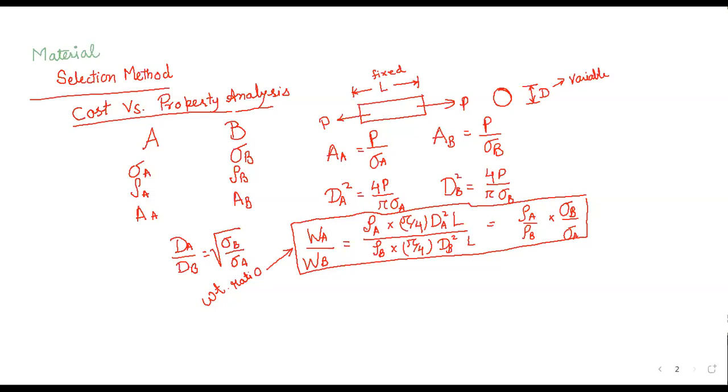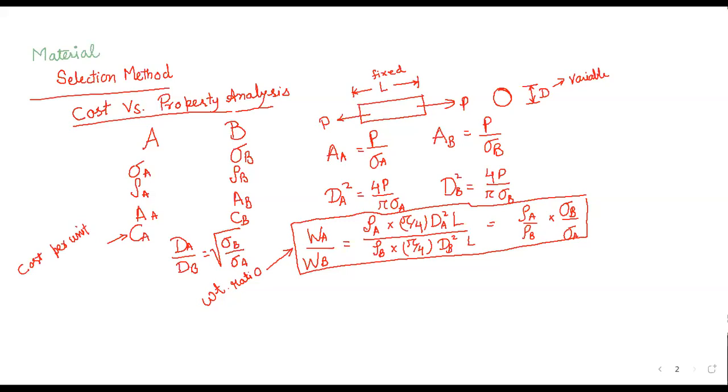Let's say the cost per unit weight of material A is CA and for material B is CB. This is the cost per unit; the unit could be kg or gram, you can just take either. So CA and CB are the cost per unit weight.